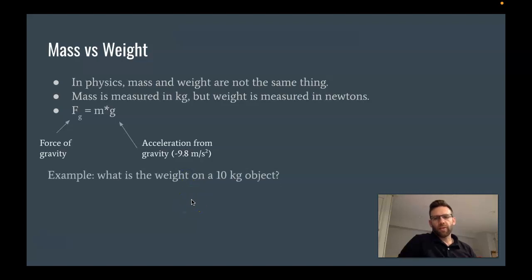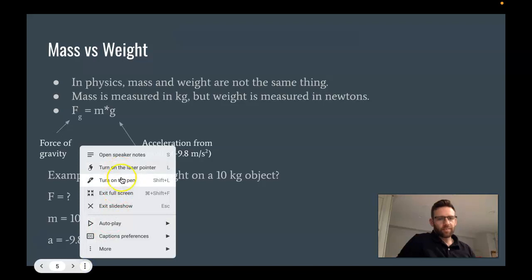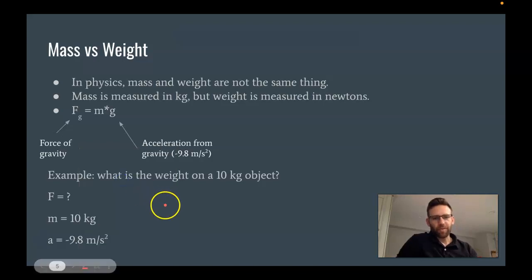So let's look at a quick example. What is the weight of an object, a 10 kilogram object? Well, we don't know the force, right? Because we're asked for the weight. But we know the mass, and we know the acceleration is negative 9.8. I'll do the math real quick, but some of you might already have an idea of what we're going to do.